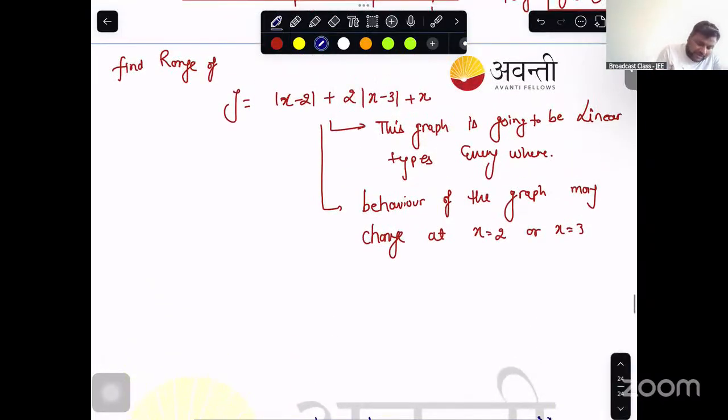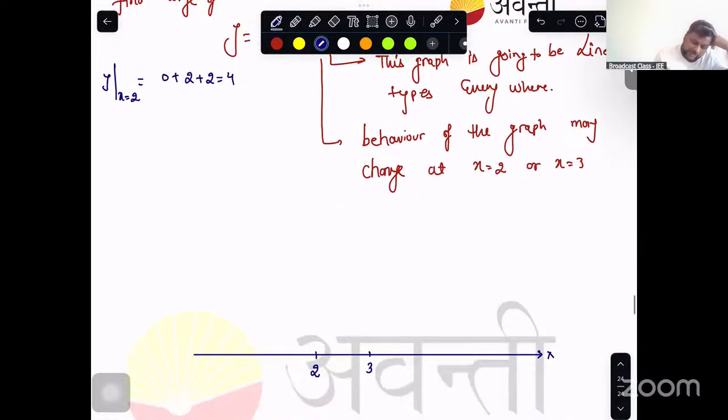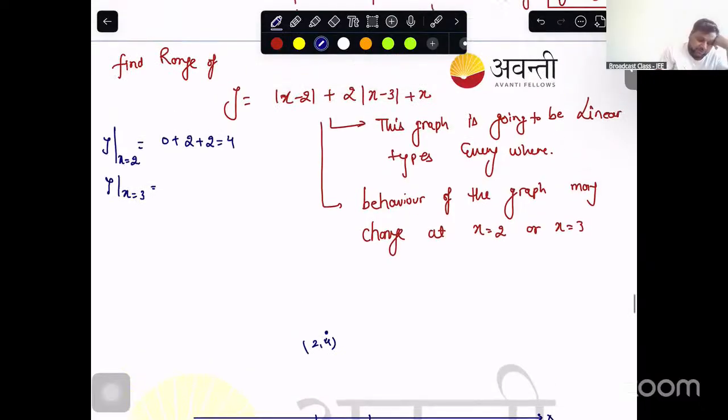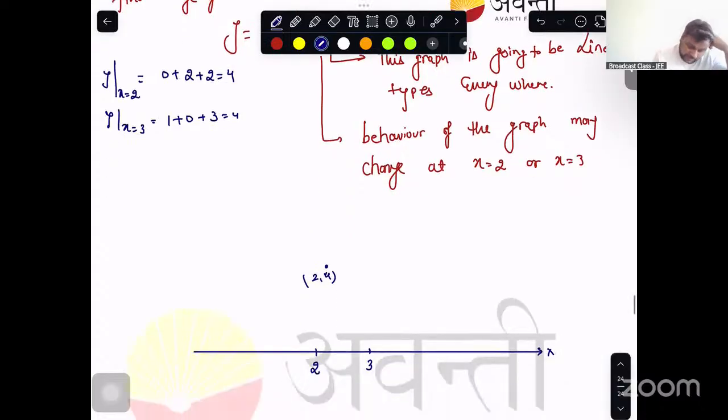So first of all, let us calculate y at x equals to 2. At x equals to 2, y is going to be 0 plus 2 plus 2, that is 4. So the graph is passing through this point, say this is 2, 4. Now find the value of y at x equals to 3. At x equals to 3, it is going to be 1 plus 0 plus 3. Again 4. So 3, 4 also. Now in between this interval, behavior will not change. So it will remain the way it is.